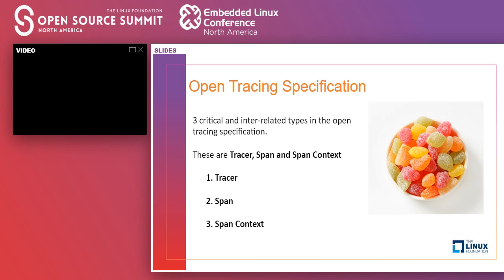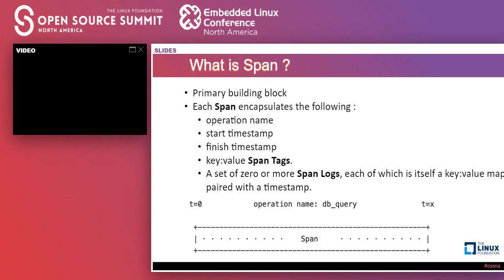Like I was saying, span context is one of the most widely used terms that you'll come across a lot in this tracing world. So we'll see what the span is in much more detail. Like we've been saying, it's the primary building block of a distributed trace, representing an individual unit of work done in a distributed system.